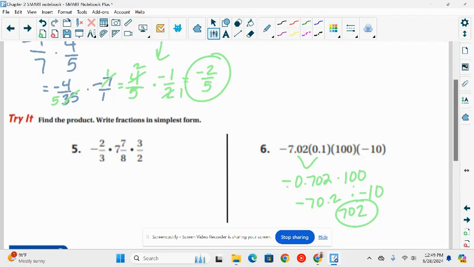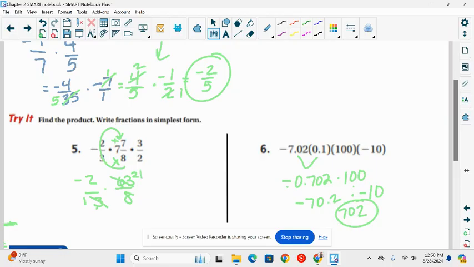Alright, number 5. Before we could touch or do anything, we're going to go around the world. Make me a shirt that says all around the world. Which gives me 63 over 8 times negative 2 over 3. Is there any cross-canceling opportunity here? 63 and 3. What do they share in common? They divide by 3. 3 divided by 3 is 1. 63 divided by 3 is 21.